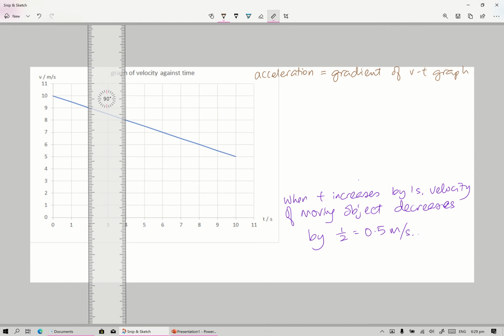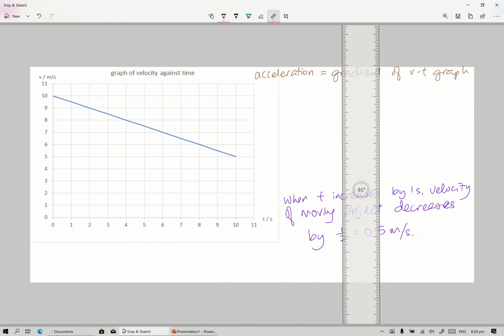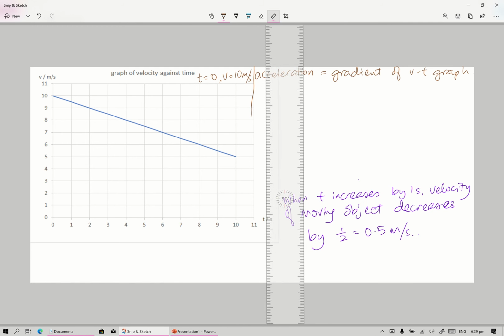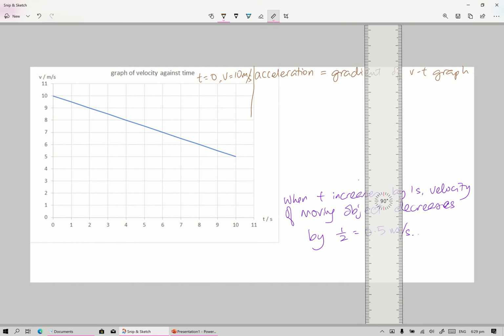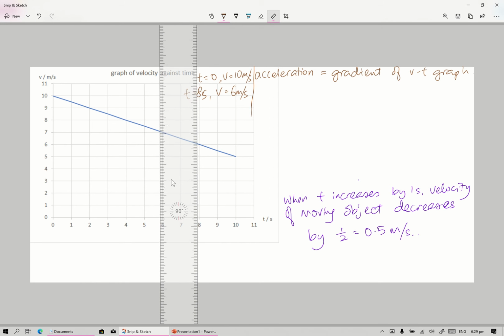Right? So we're going to isolate two sets of coordinates. You can see at time equals 0, velocity equals 10 meters per second. Already one set over here. Very nice. The other set we want to isolate will be, let's say, at 8 seconds. Time equals 8 seconds, velocity equals 6 meters per second. And you have a very nice coordinate here.